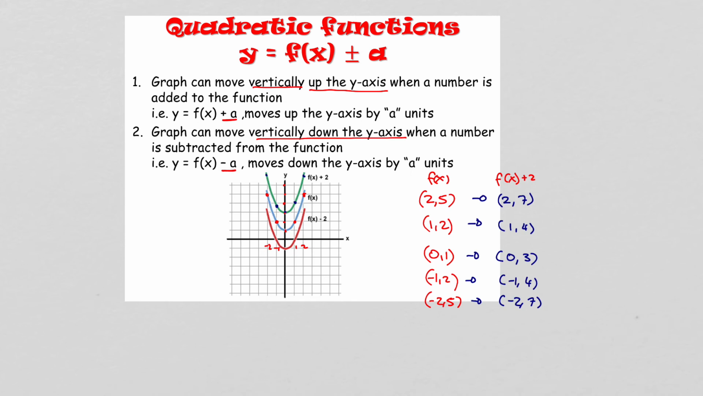We would do the same if it was f of x minus 2. We could simply get our new set of y-coordinates. We would take 2 from 5 this time, take 2 from 2, take 2, take 2, and take 2. Then you'd be able to do a rough sketch based on these new coordinates. The x values stay the same, and the y is the only thing that's changing.